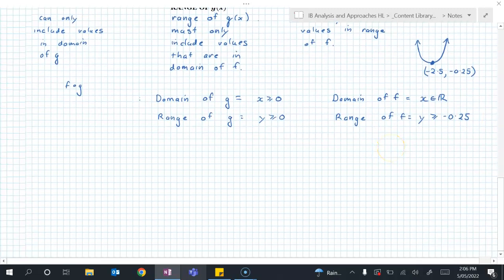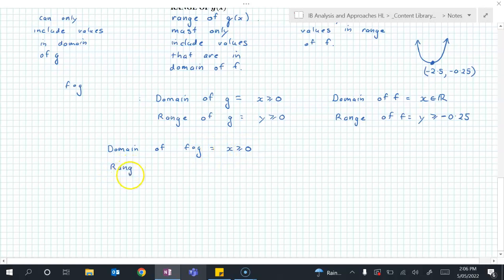Now, the domain of g and the range of f. Well, what values can we put in? Into this function we can put all the values x greater than or equal to 0. So the domain of f composed with g is x greater than or equal to 0.